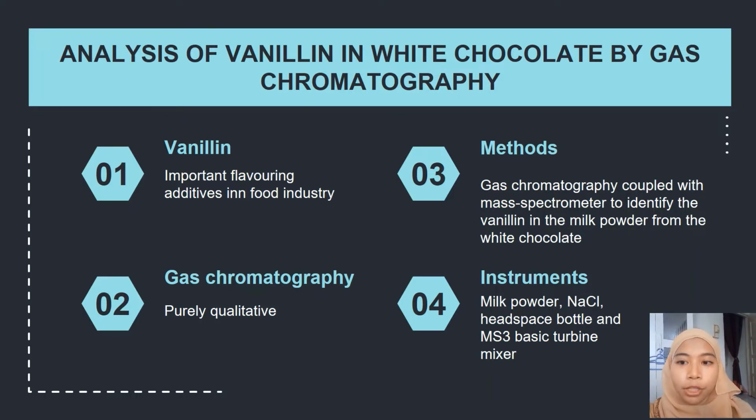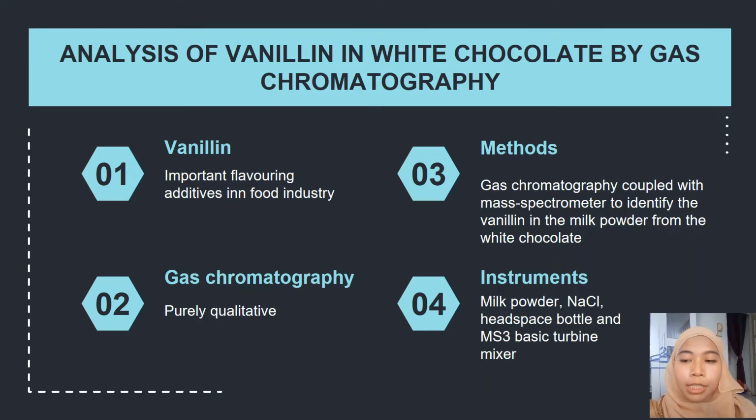Vanillin is an important flavoring additive in food industry due to its strong vanilla aroma. There are several methods for the detection of vanillin in white chocolate, and one of them is by gas chromatography. Based on the research we referred to, mass spectrometer is coupled with gas chromatography method to identify the vanillin in milk powder from the white chocolate. White chocolate is made up of cocoa butter, milk powder, and sugar.